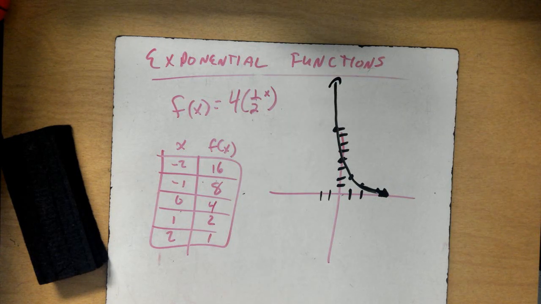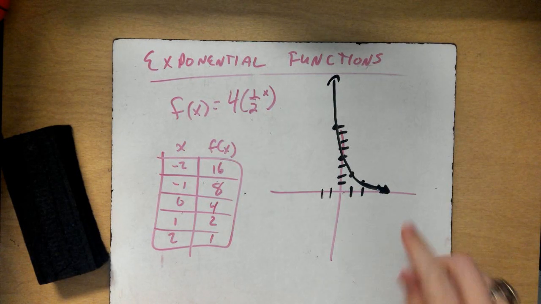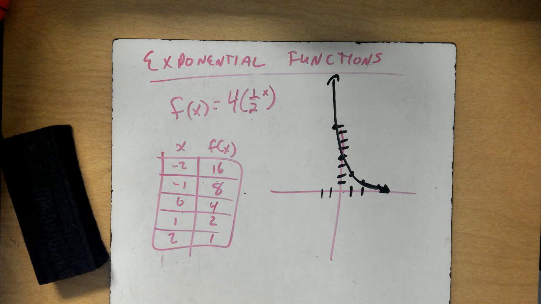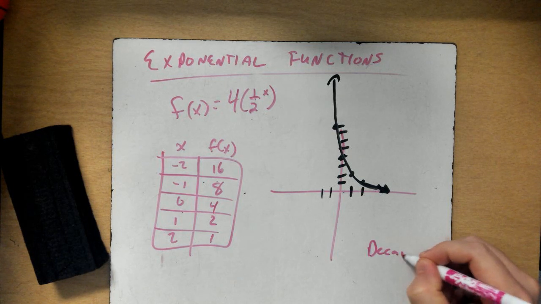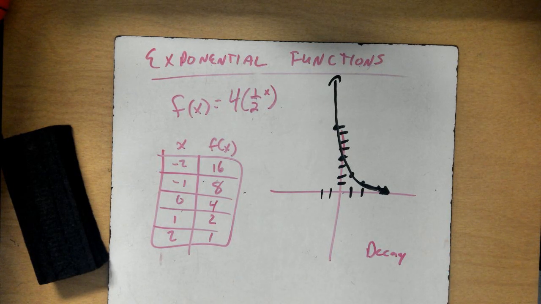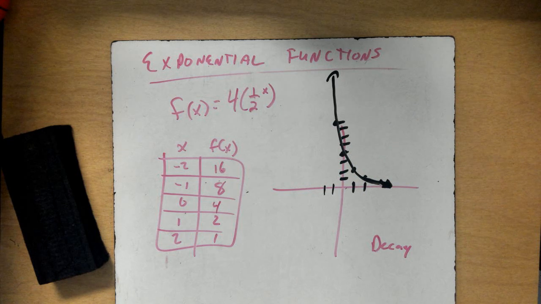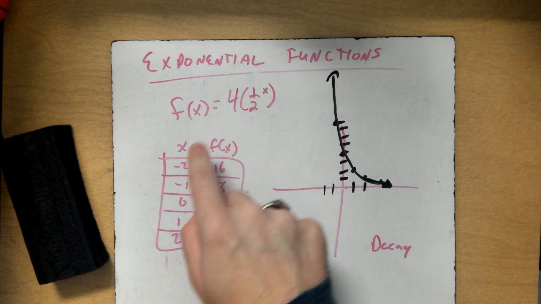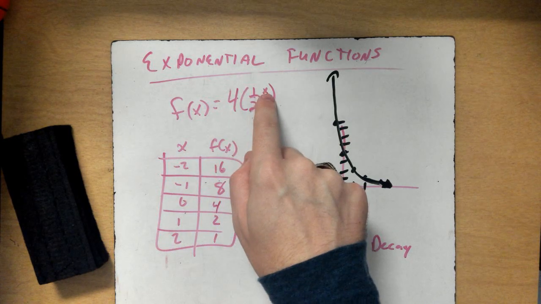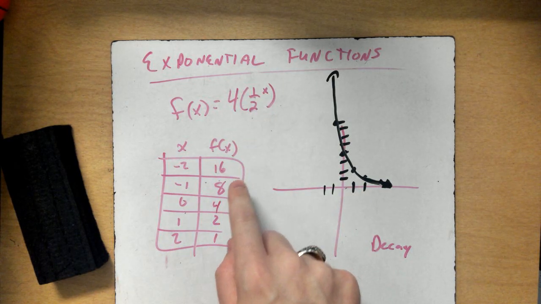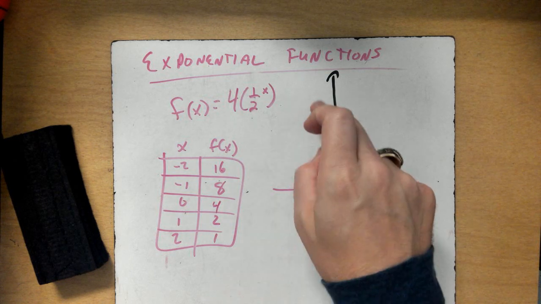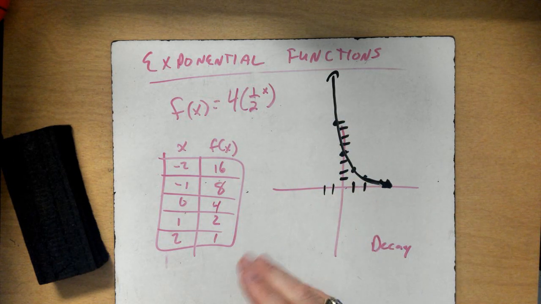Okay. So now we have a decay here. So this would be a decay model, because it's going down. The one before it was a growth because it was going up. This one is going down, so it will be decay. So once again, you have your function. You're taking your x's, plugging them into the x in the equation to solve for your y or your f of x, and then you're plotting points and graphing.